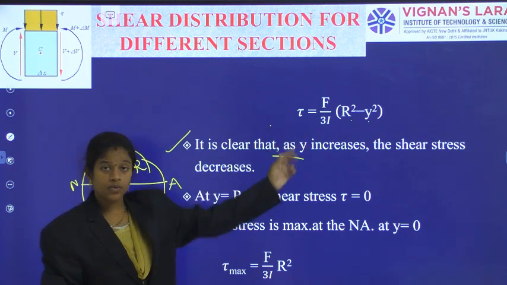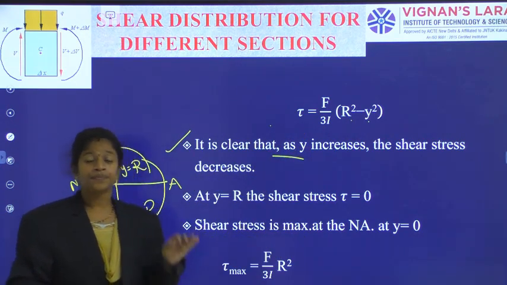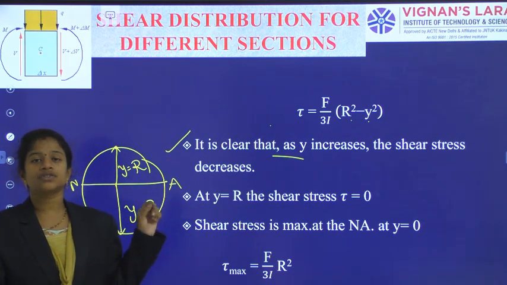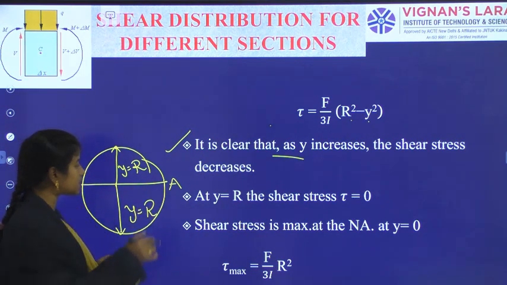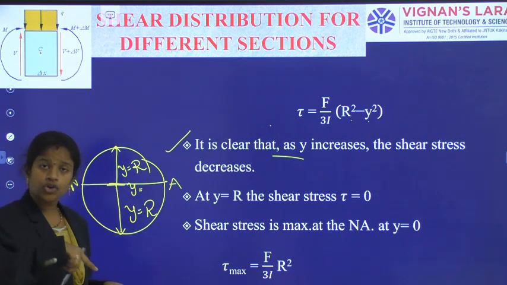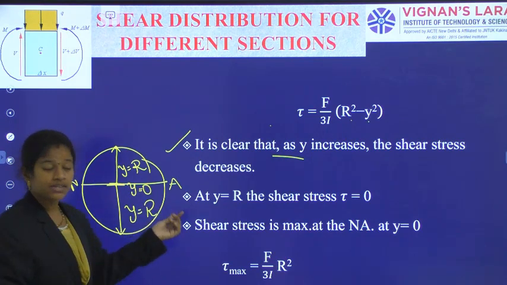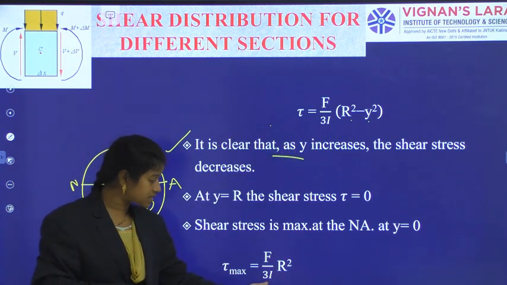Substitute in the equation: shear stress at the extreme top or extreme bottom is equal to 0 for the circular section. And at the neutral axis also I need to calculate, right? At the neutral axis, y is the distance from the neutral axis, and at that level only I am calculating. So y is equal to 0. Substituting y equal to 0, F by 3I into r square is the formula.